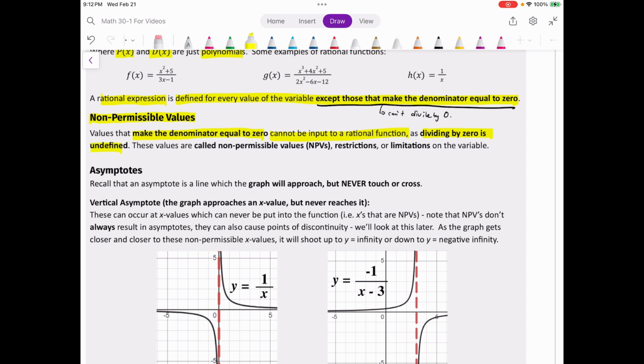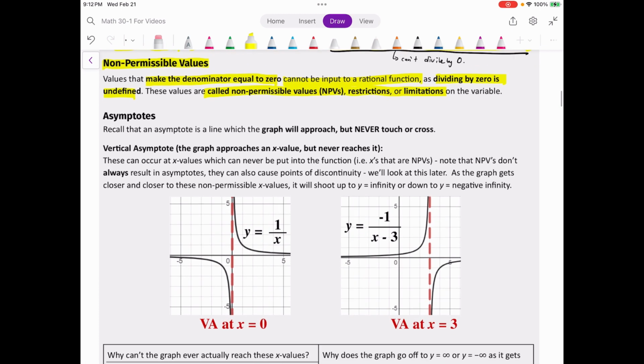So we call these values non-permissible values. We often call them NPVs for short, okay? We sometimes call them restrictions or limitations. They all really mean the same thing. Restrictions on x, things you are not allowed to make x equal, okay?